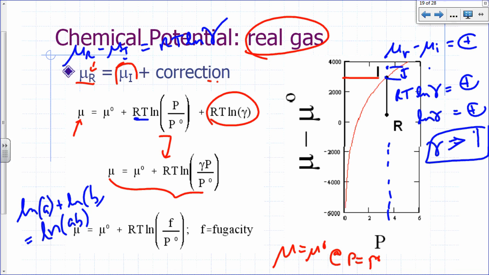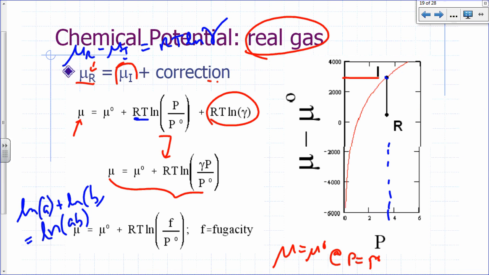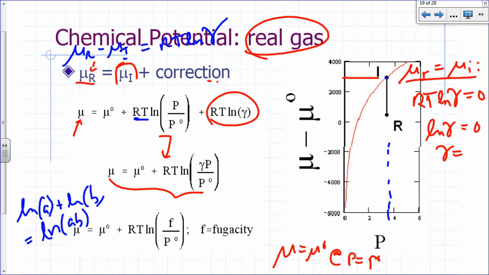So what if the gas has exactly the same chemical potential as the ideal? Then that means your correction, RT ln gamma, is equal to 0. So mu real equals mu ideal. Then that means ln gamma is 0, then gamma is equal to 1.